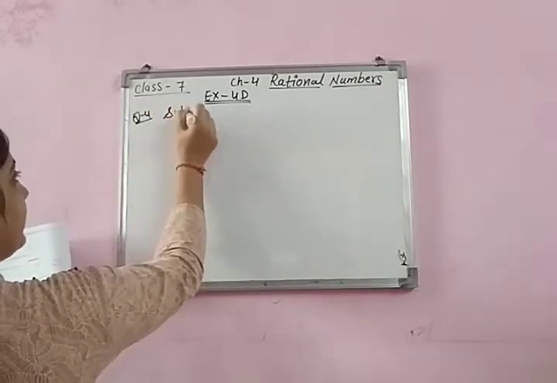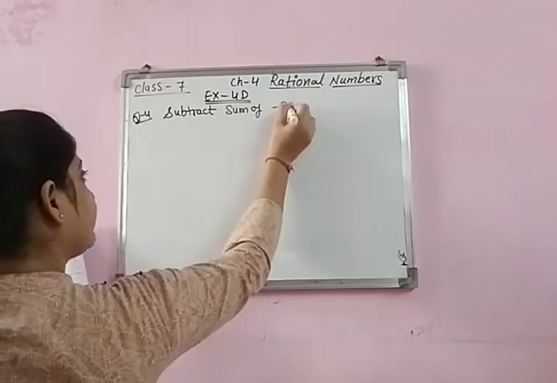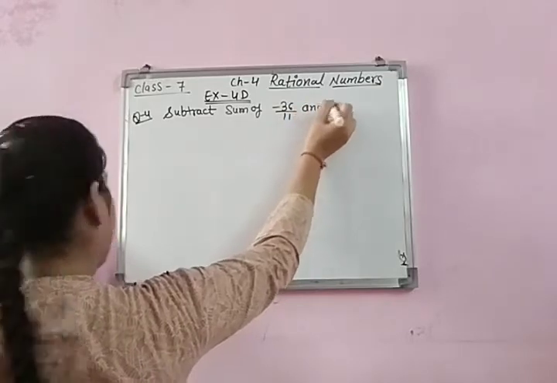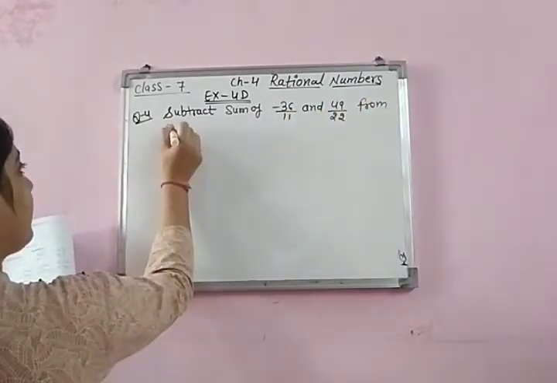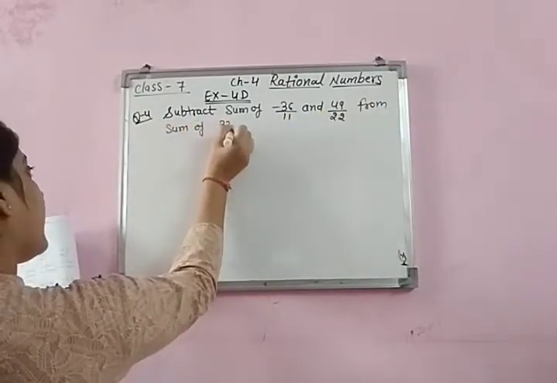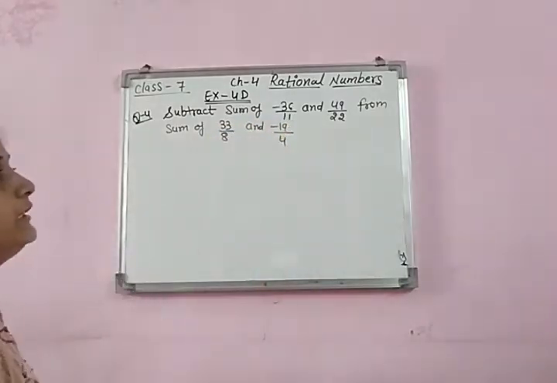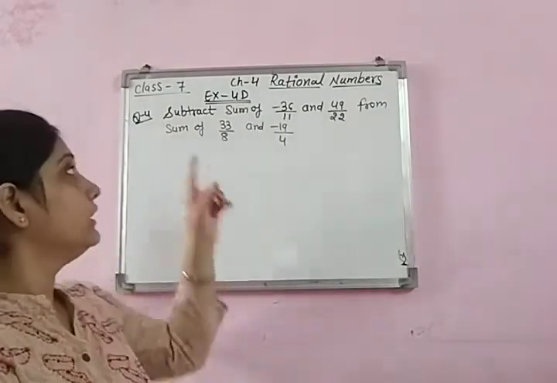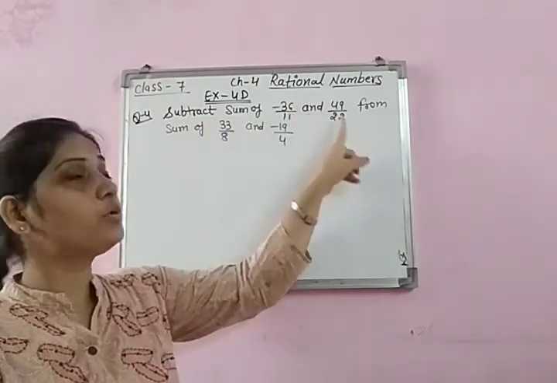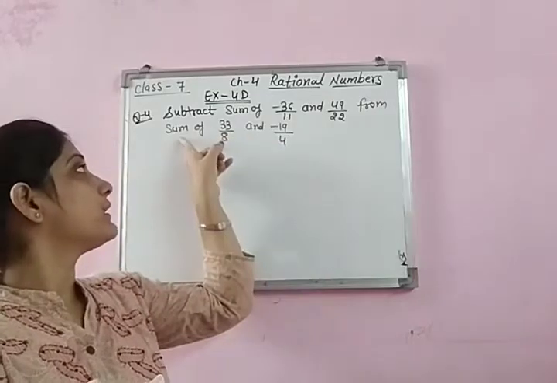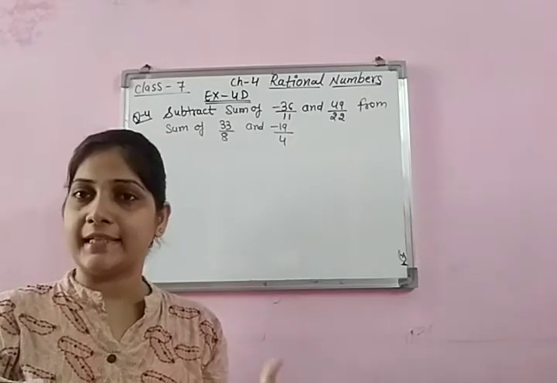Please remember the language. Subtract the sum of negative 36 by 11 and 49 by 22 from the sum of 33 by 8 and negative 19 by 4. Try to understand the language first of all. You need to subtract, and subtract what? The sum of these two rational numbers from the sum of the next two rational numbers. So we have to divide this question into 3 parts. I think that is better for us.